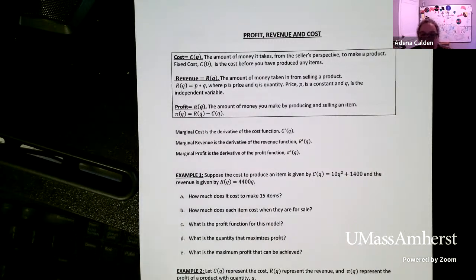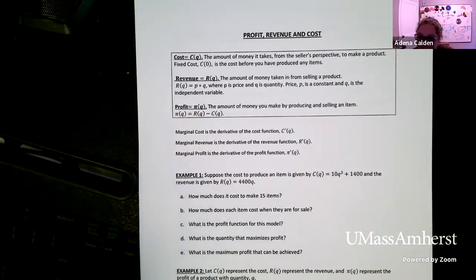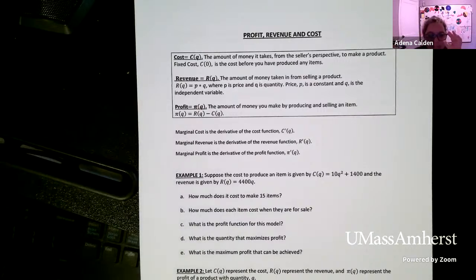Okay, so as a review of what we know, we have cost, which we write C of Q, which is the amount of money it takes from the seller's perspective to make a product. So you are the producer. How much does it cost you to make your product? The upfront cost, the variable cost, we talked about all of that. And we talked about the fixed cost, C of 0, which is the cost before you've actually made anything. That might include equipment you bought, or maybe you bought a factory. Before you've actually made anything, sometimes you spend money. Those are called your fixed costs.